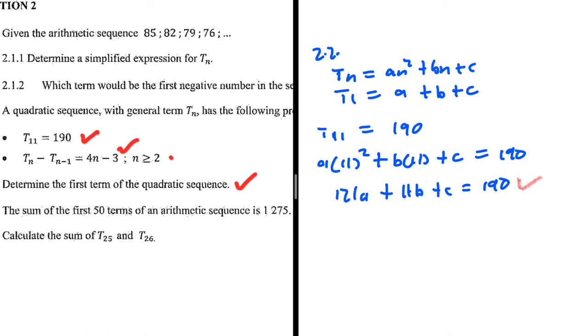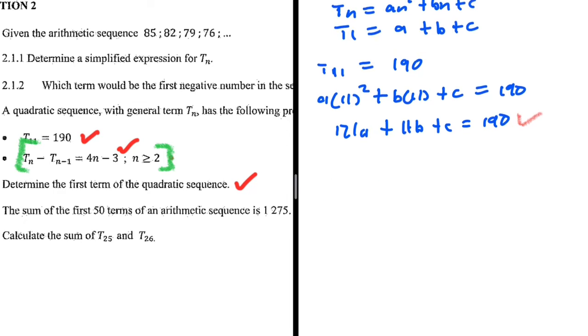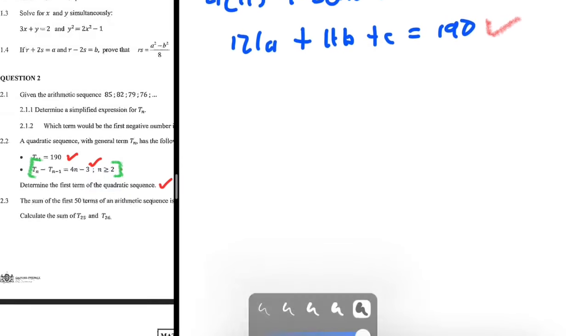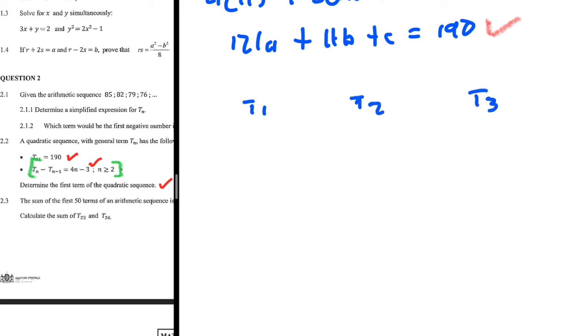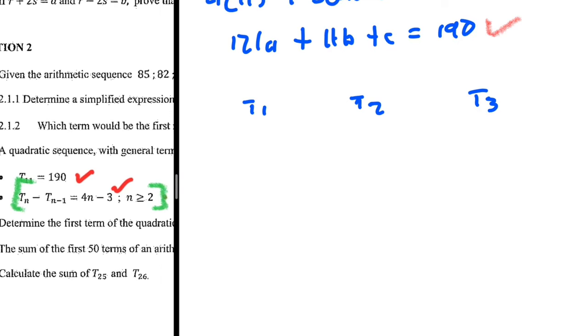The only other thing that we are yet to use is this statement here. Tn minus Tn minus 1 is equal to 4n minus 3 when n is greater than or equal to 2. So let's go ahead and use that. Like we have established, that is the difference of the terms in the quadratic sequence. So let's generalize, okay? In some quadratic sequence, we're going to have T1, T2, and T3, of which we can find the difference of these terms and have an arithmetic sequence, because the difference of a quadratic gives you arithmetic. So let's go ahead and do this and see what we have.